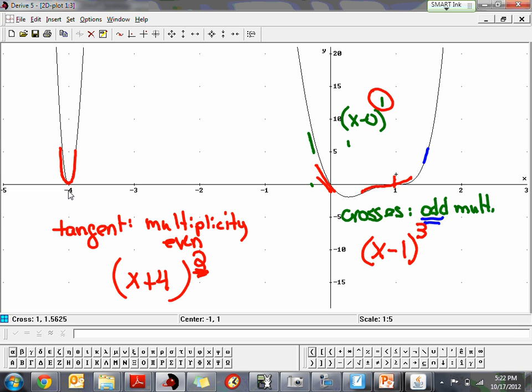So what I want to illustrate here is if it's tangent to the x-axis, you've got to be thinking even multiplicity. That means the power on that factor has to be even.